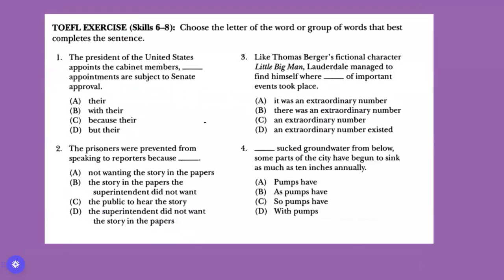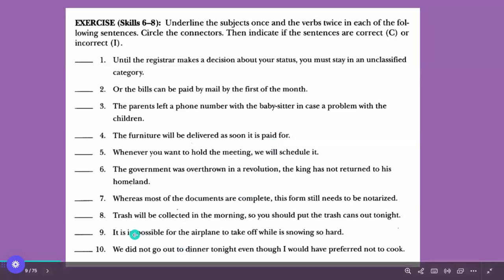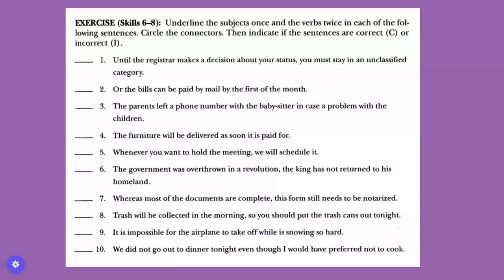Teacher, can you repeat the number 8? Why is it correct? Number 8 is correct. Nothing is missing. It says the trash will be collected in the morning, comma, so you should put the trash cans out. Is correct. Number 9 is incorrect because it's missing a subject. The subject could be "it." It is possible for the airplane to take off while it is snowing so hard. Okay?